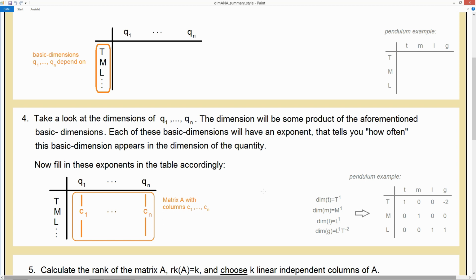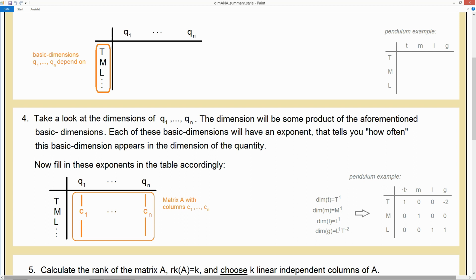I think this is easier to explain when we look at our pendulum example. Here we have the dimensions of the quantities t, m, l, and g. Now we take a look at these exponents here: 1, 1, 1, 1, and -2. They tell us how often a basic dimension appears in the dimension of a quantity. Now we just have to fill these exponents in the table accordingly.